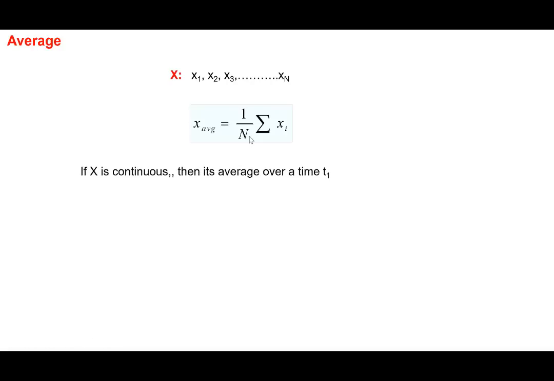If x were continuous, then its average over a certain time period t1 would be the integral, which is nothing but summation, divided over that time interval, 1 over t1, will give you the average. So there's a direct parallel to this here. Here it's a discrete variable, here is a continuous variable, so that's how you take the average.